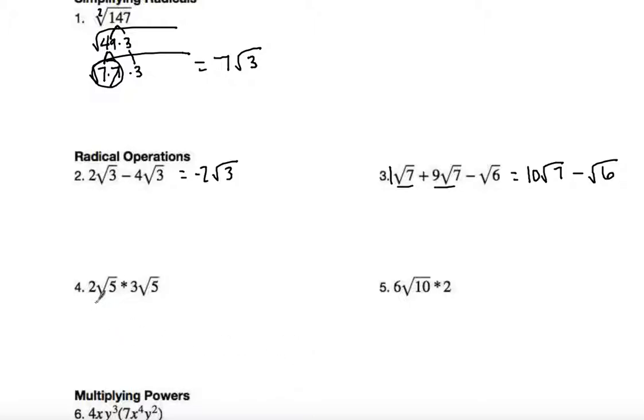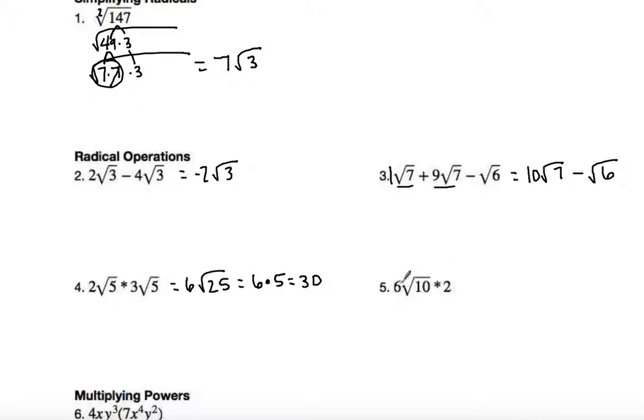In number 4, 2 square roots of 5 times 3 square roots of 5 is a little bit different. When I'm multiplying, I'm just going to multiply the coefficients, the numbers out front, and then the radicands. So 2 times 3 will give me 6. Square root of 5 times square root of 5 will give me square root of 25. But notice that 25 is one of those perfect squares that we talked about in the beginning. The square root of 25 is 5, so this is really 6 times 5. And 6 times 5 would give me 30.